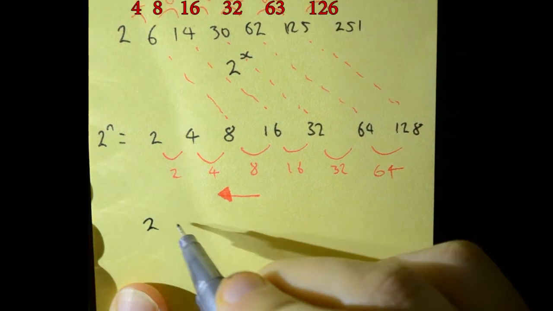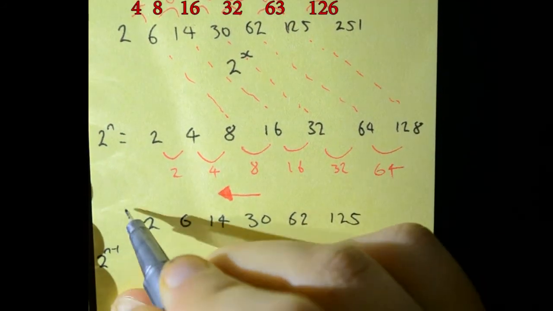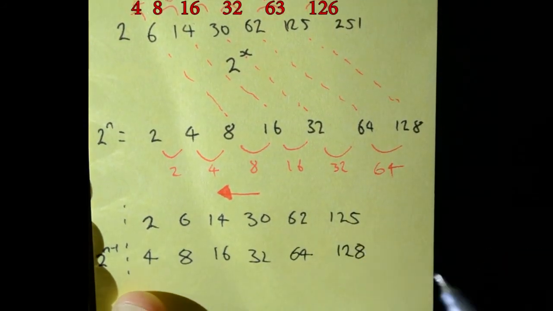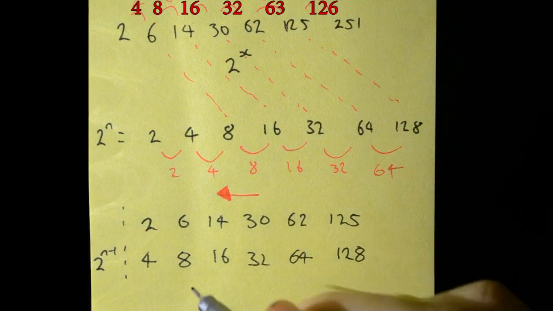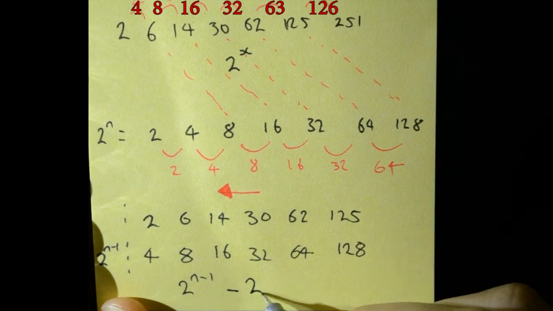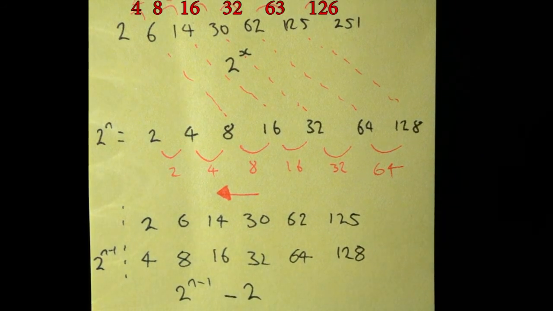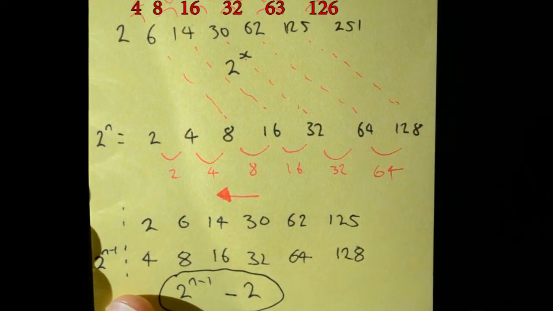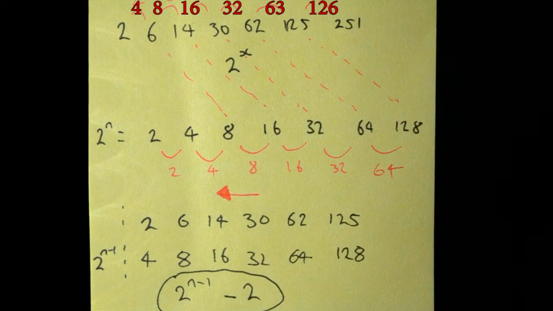Now let's rewrite the original sequence with our new sequence of 2^(n-1) below it. The numbers in the original sequence are about 2 less than the numbers in our latest sequence. This leads to a final answer of our sequence being approximately equal to 2^(n-1) - 2. By following a similar method with the times, we can deduce a linear relationship.